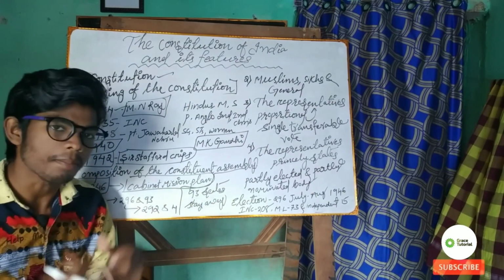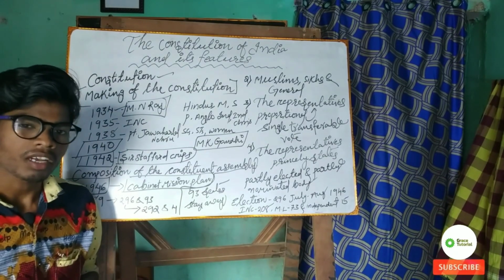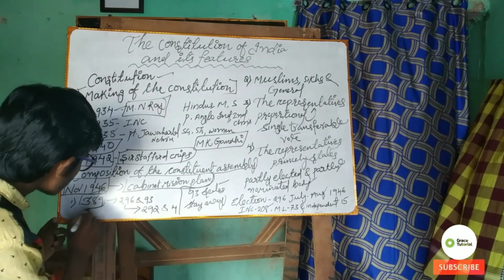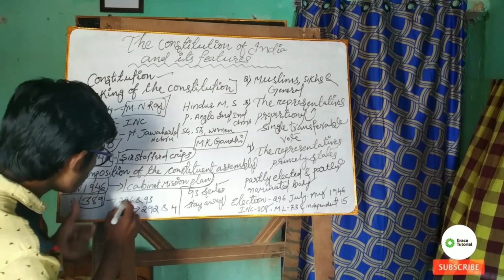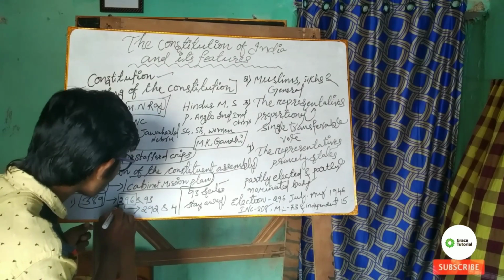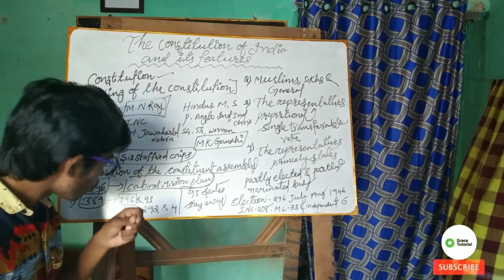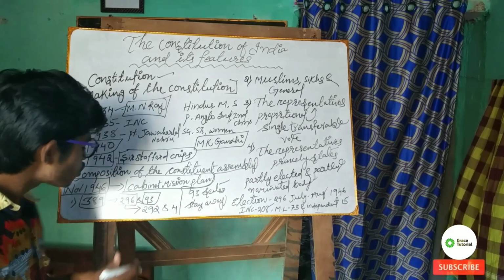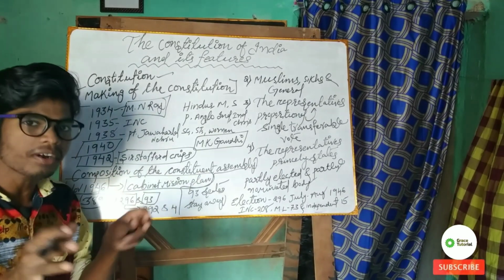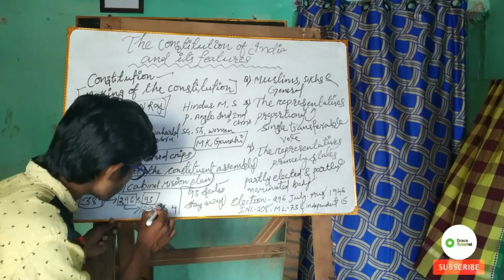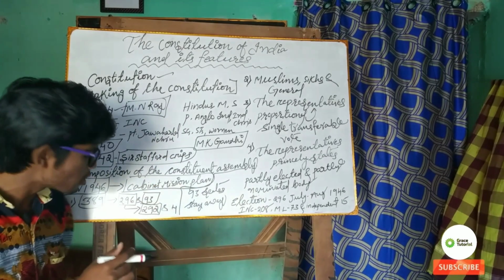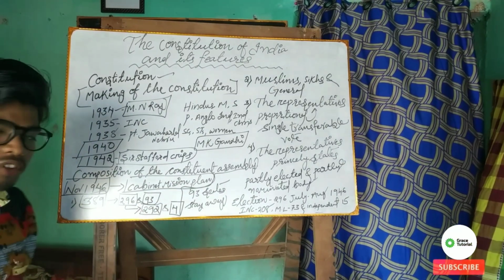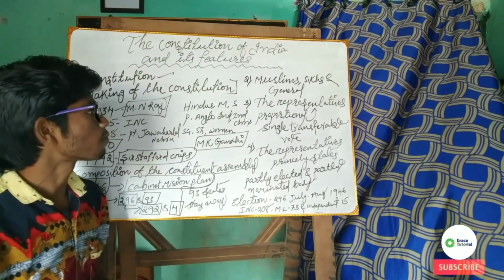So what are the features of the scheme? The first feature: the total strength of the assembly was 389. Out of this 389, 296 seats were to be allocated to the British Indian provinces, whereas 93 seats were to be allotted to the princely states. Out of the 296 seats, 292 members were to be drawn from 11 governor provinces and 4 from the 4 chief commissioner provinces.